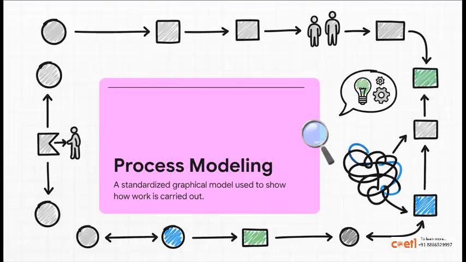So what even is process modeling really? Well, at its heart, it's just a way of drawing a standardized picture to show how work actually gets done. Think of it like a visual language that helps literally everyone get on the same page about a series of steps, from the easiest little task to a super complex workflow.